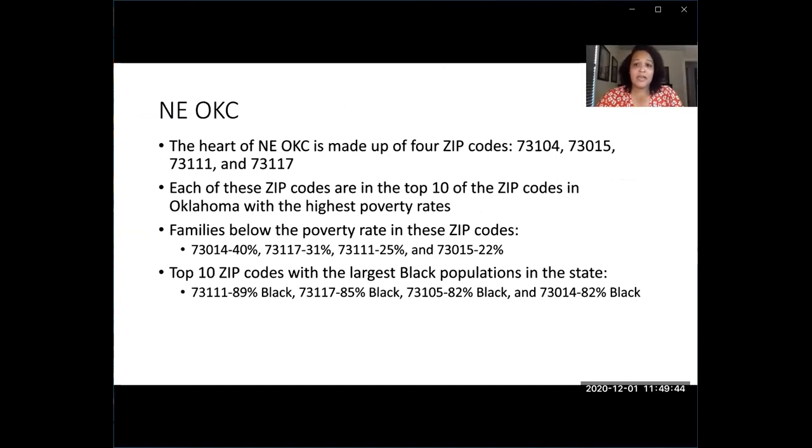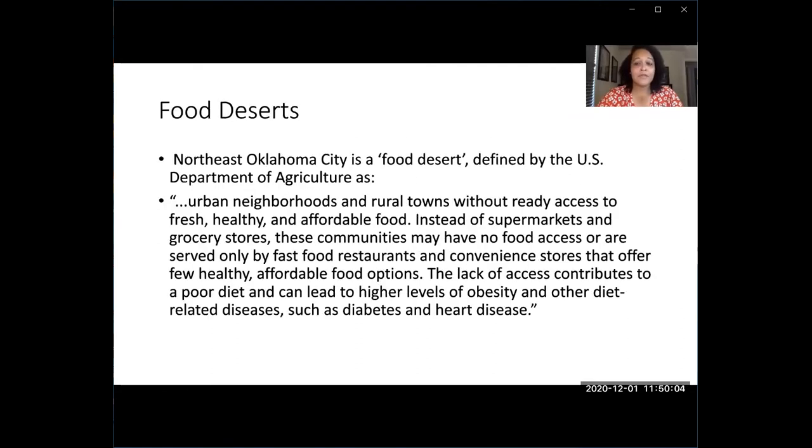So the Northeast side, East side, as it were, is made up of four zip codes. Unfortunately, these are in the top 10 of the poorest zip codes in Oklahoma. You can see the poverty rates here. They are also among the top 10 blackest zip codes in the state. You can see that ranges from 82 to 89% Black.